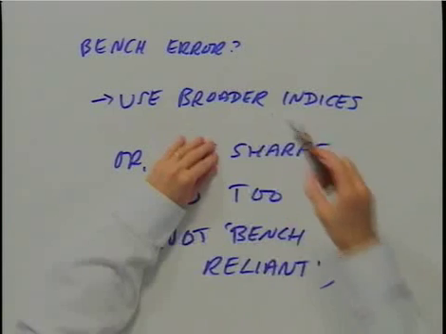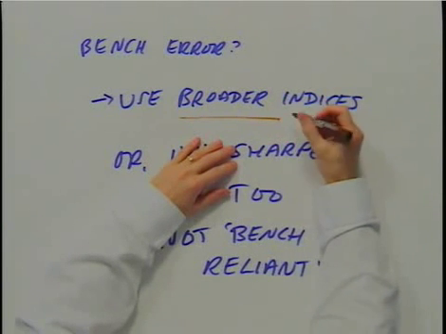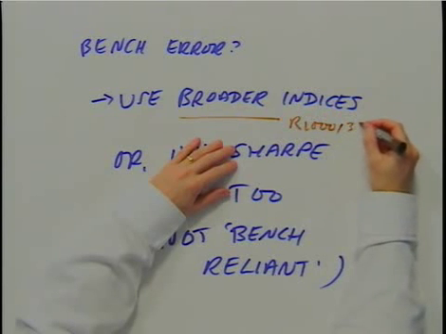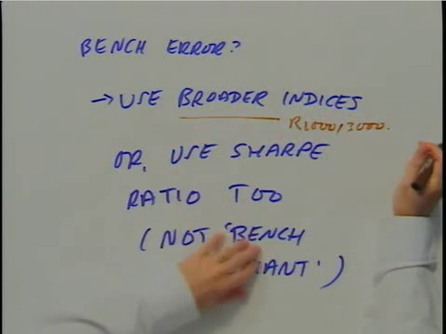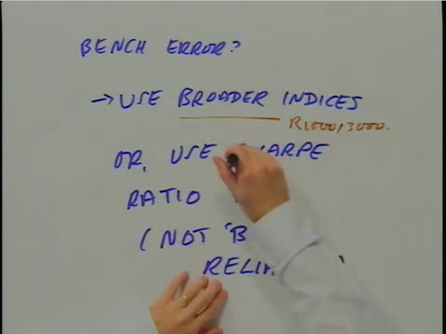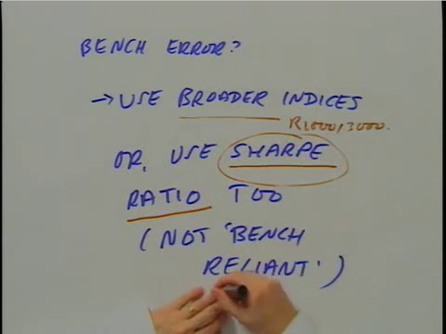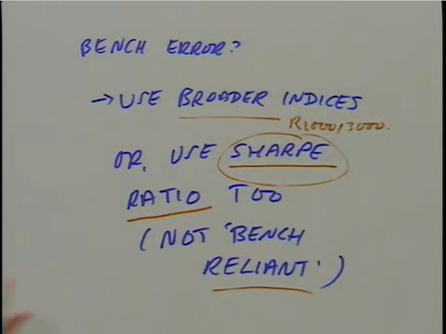In this context then of benchmark error, the way that you would address this is, well, firstly you would try to use as broad benchmarks as you could. So instead of the S&P 500, you might use Russell 1000, you might use Russell 3000. Or, use some of the other measures as well. Complement what you're doing by using other measures like Sharpe ratio, which aren't as reliant on benchmarks.